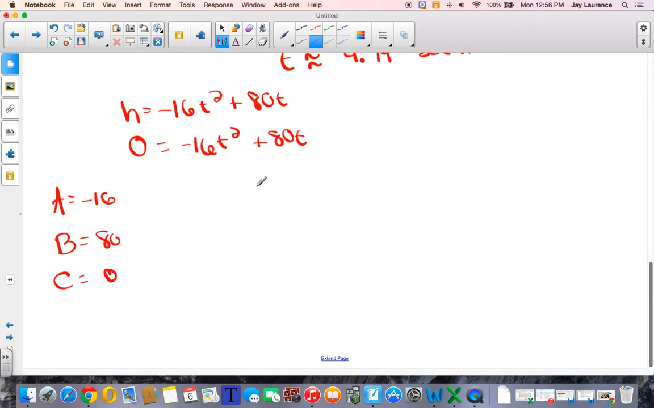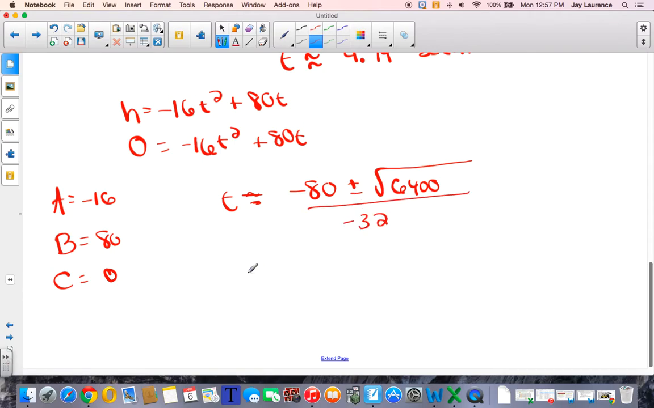Okay, my discriminant is going to be a lot prettier. So I'm going to do t is going to be equal to negative 80 plus or minus the square root of 6,400, because the 4ac part will turn to 0, so all I need is 80 squared. And that'll be over negative 32. And so I'm going to get t is equal to negative 80 plus or minus 80 over negative 32.